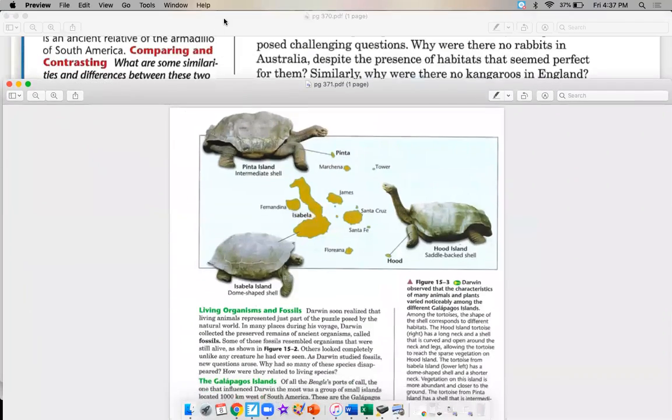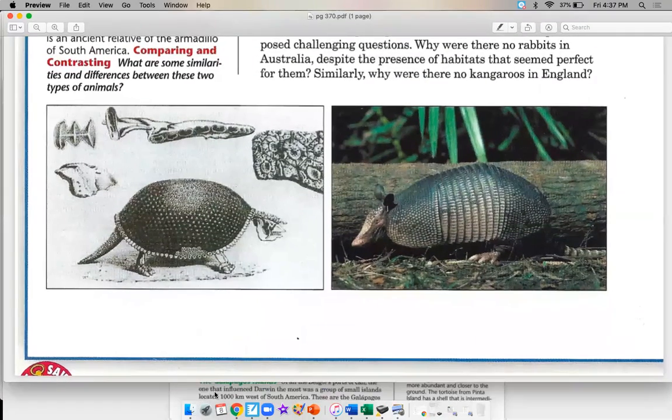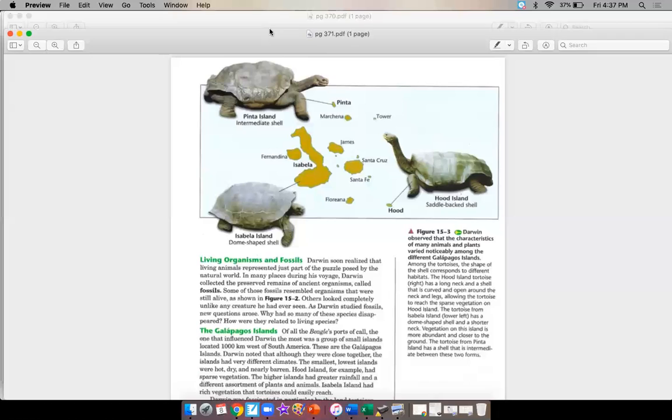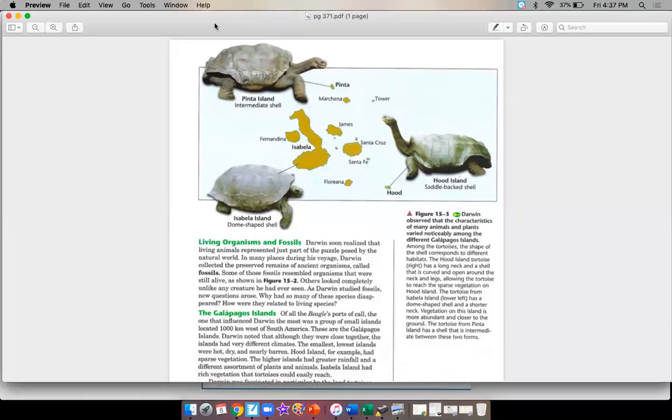Make sure we have the right pages here. All right, 371. So remember, he took a stop at the Galapagos Islands. Here they are. So that picture is going to be important.